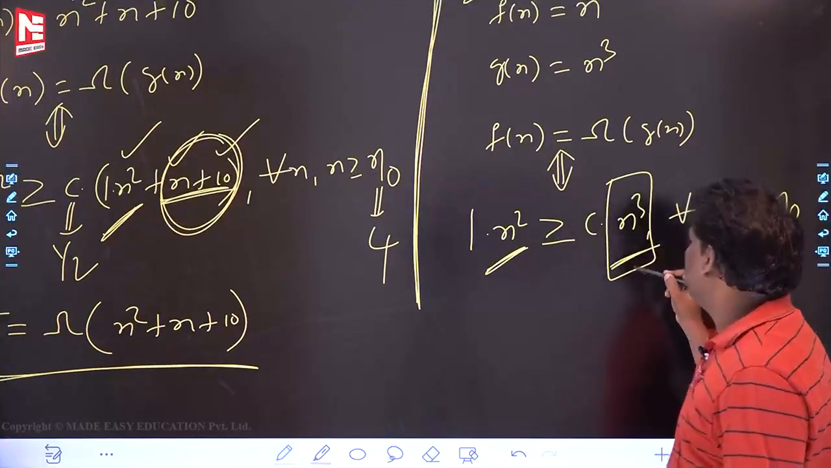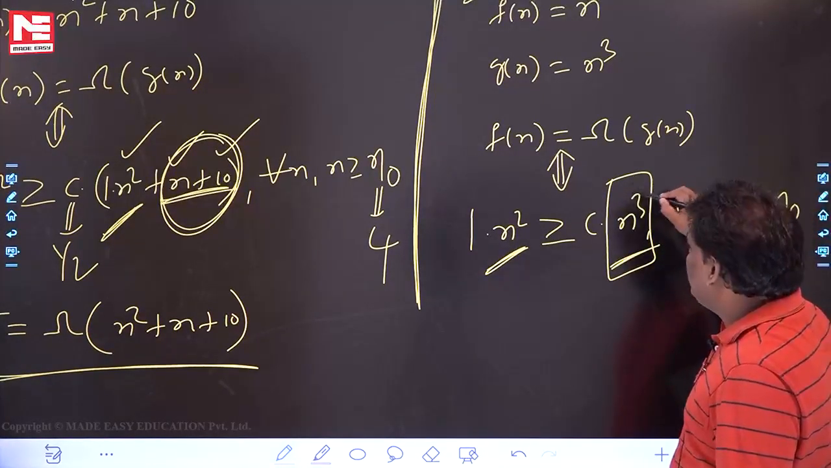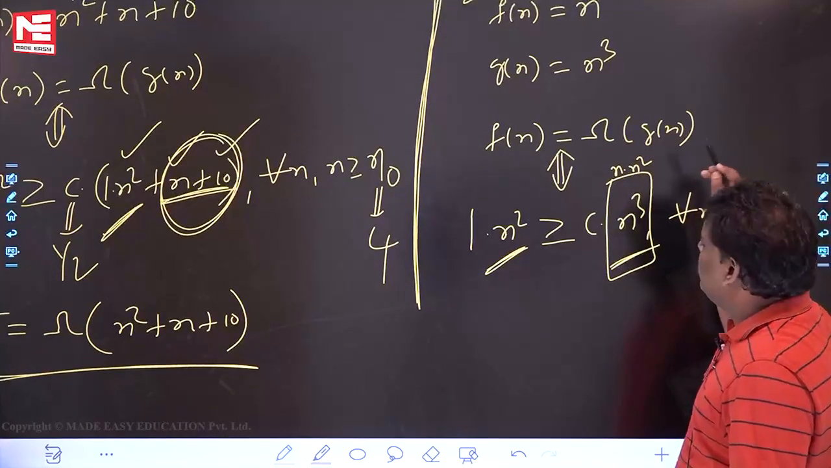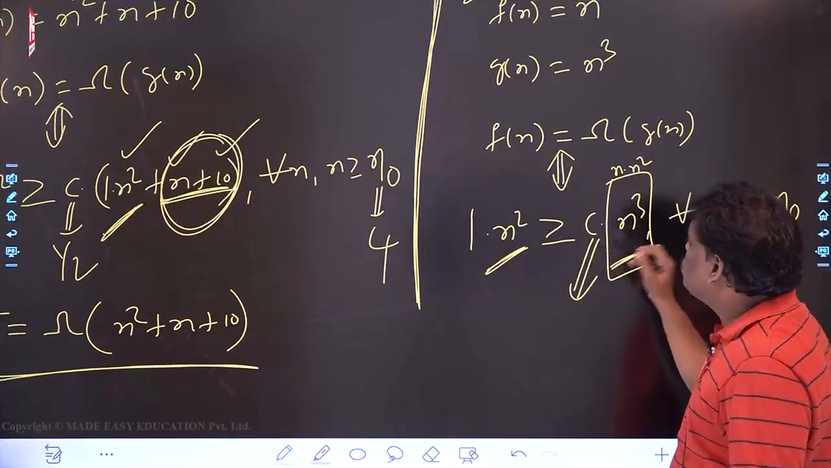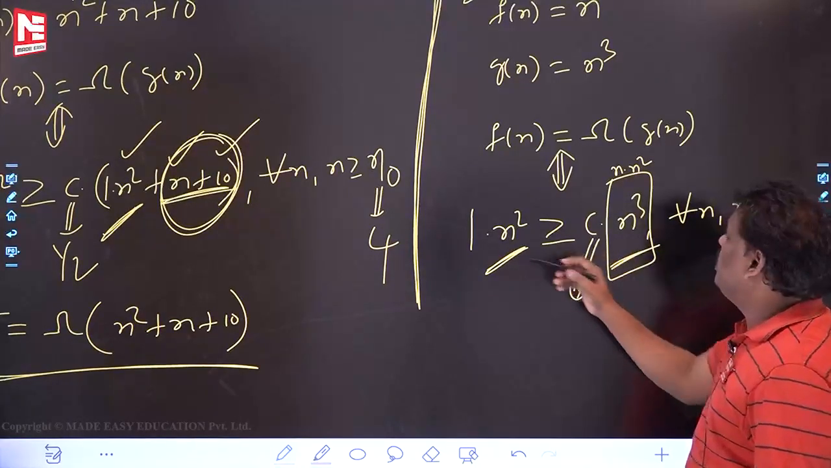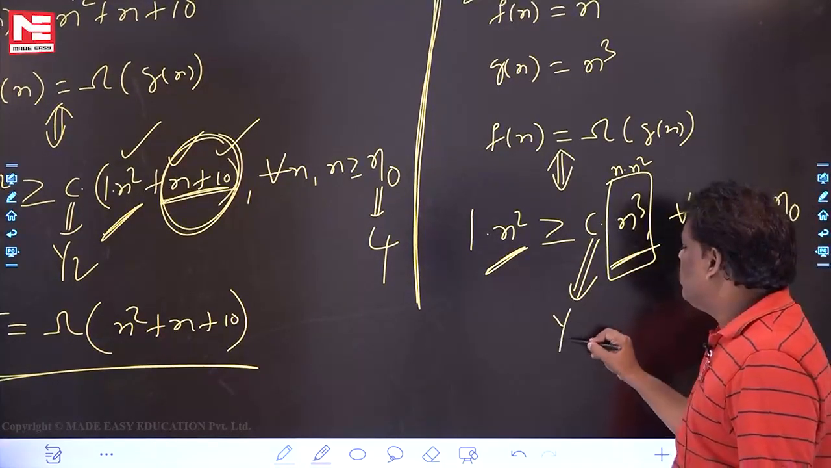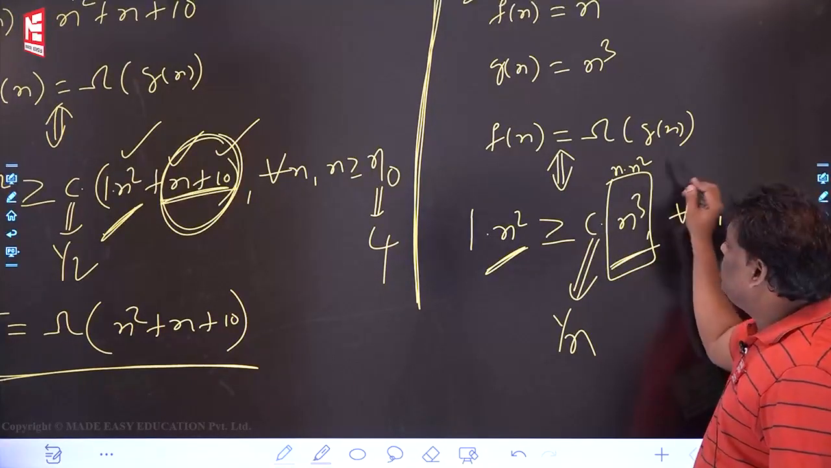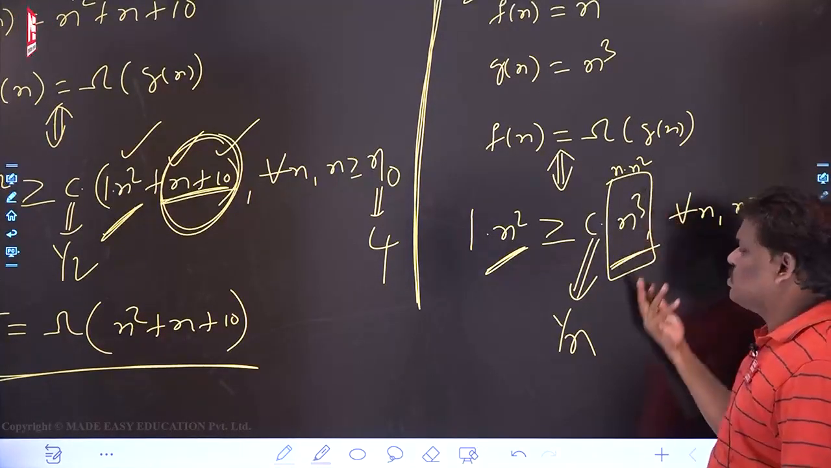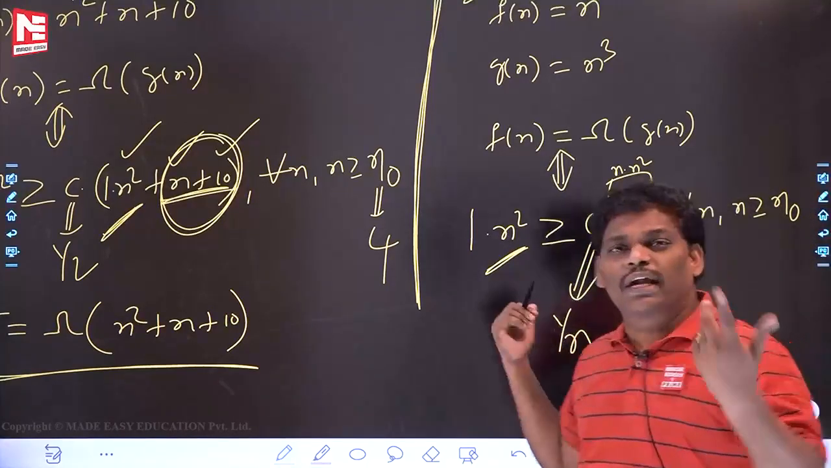Is it possible or not? Let me check. So right side, if you see n into n square there, left side is only 1 into n square. I am asking, can I use C so that left will be bigger? If I want to take the C, 1 by n I have to take. So C value is 1 by n. 1 by n into n square, n cancels, then n square. So left n square, right n square.